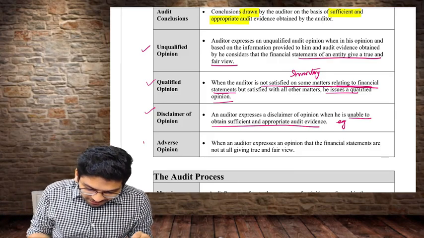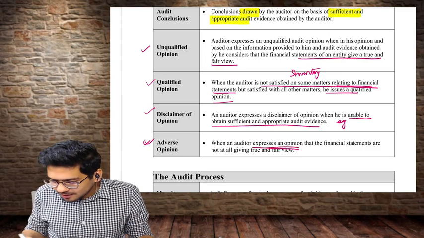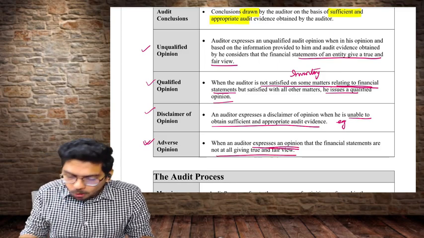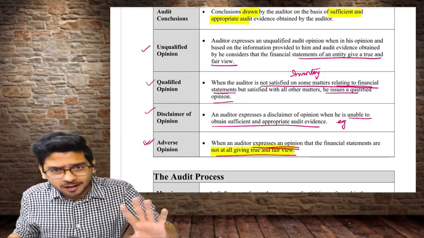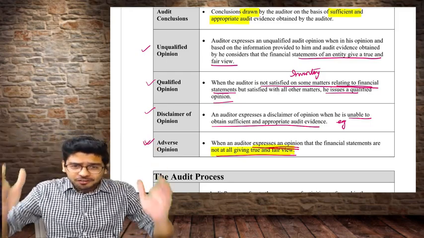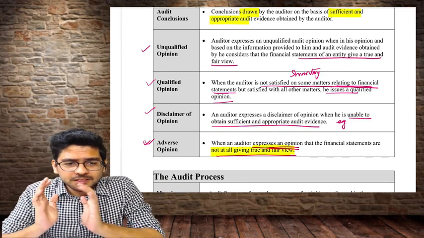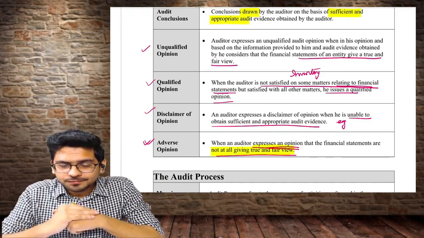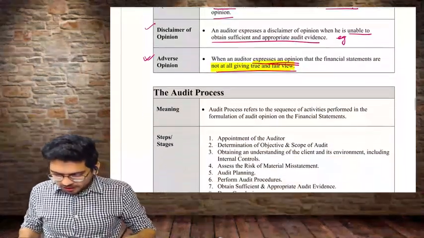Finally we have adverse opinion, when the auditor expresses an opinion that the financial statements are not at all giving a true and fair view. That means all the items of the financial statement are misstated, and as such the entire financial statement is not giving a true and fair view. Is this clear? Yes? Okay.